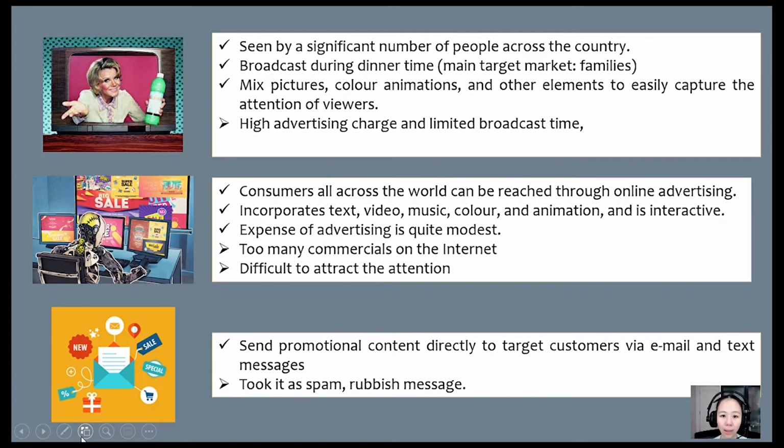Okay, the third part, email message. Send promotional content directly to target customers via email and text message, but it is not easy to reach the target customer group and consumers might ignore the email.